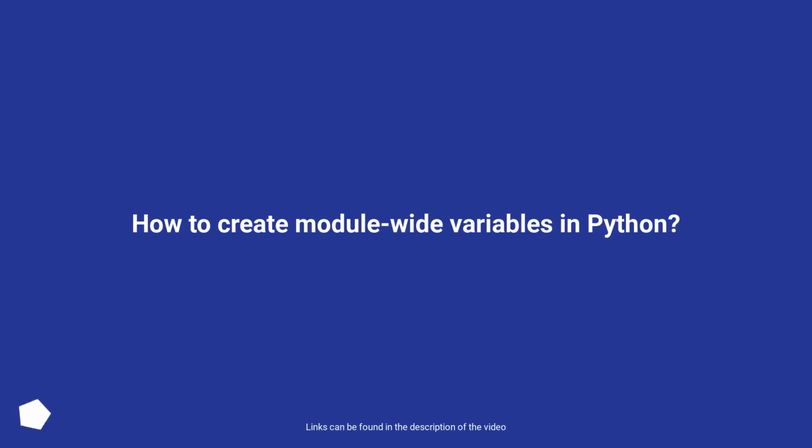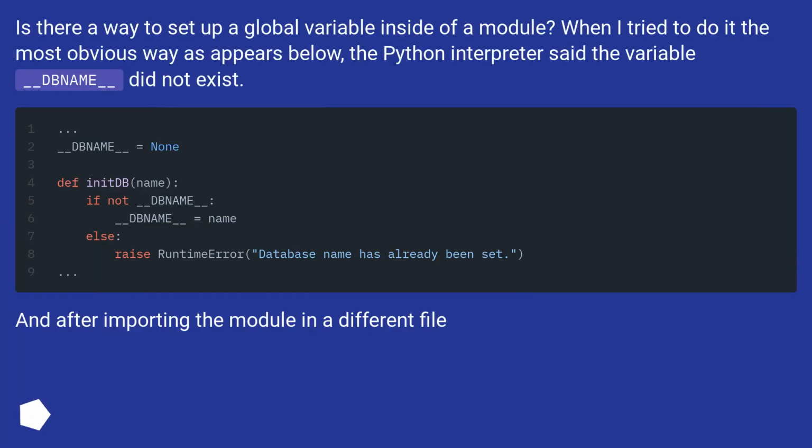How to create module-wide variables in Python? Is there a way to set up a global variable inside of a module? When I tried to do it the most obvious way as appears below, the Python interpreter said the variable _dbname_ did not exist.